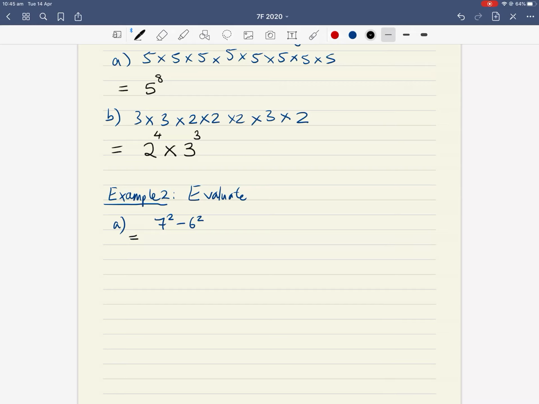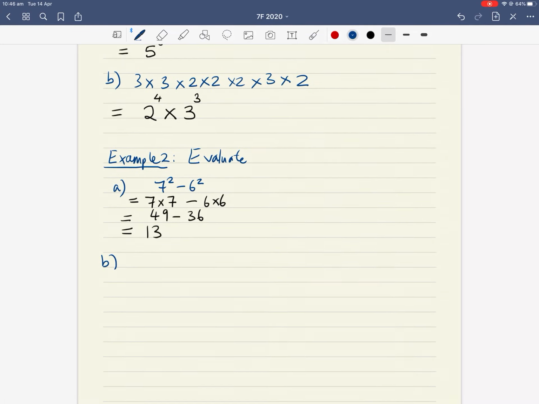So first write out what the 7 squared means. 7 squared means 7 times 7. 6 squared means 6 times 6. So using BOMDAS, we would do the powers first. We would work out what 7 times 7 is first, which is 49, minus 6 times 6, which is 36, and then 49 take 36 is 13.